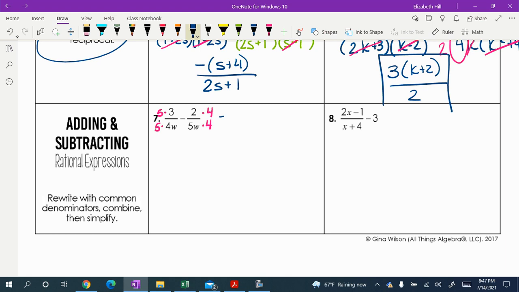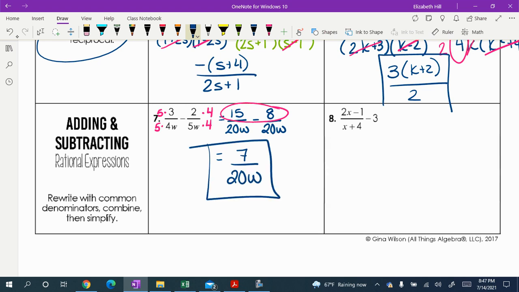All right, so in doing this now, I have 15 divided by 20w minus 8 divided by 20w. Now, when we are working with fractions, we just do the top part here. So if I go ahead now and I subtract 15 minus 8 would give us 7, and that would be divided by 20w. And there we go.